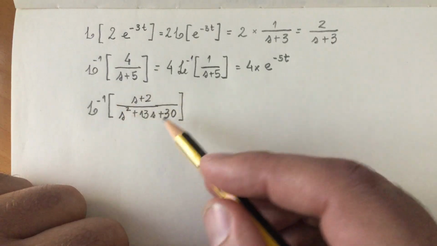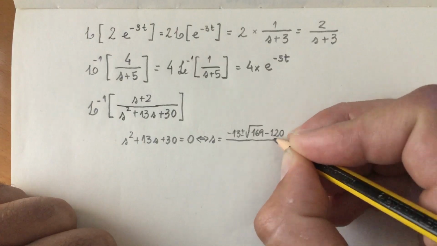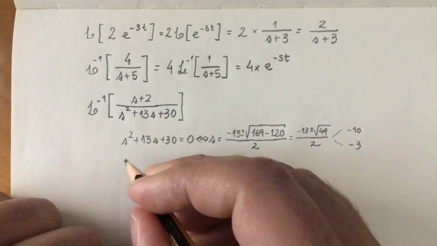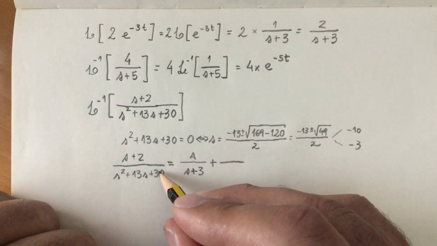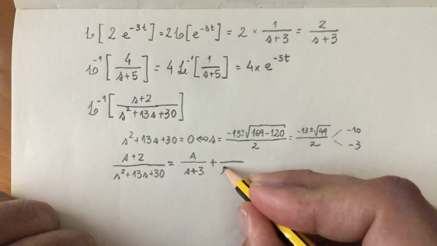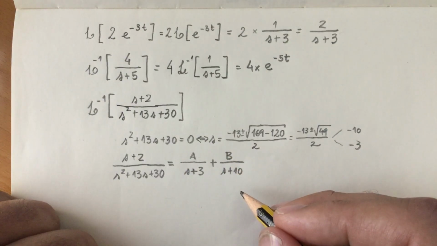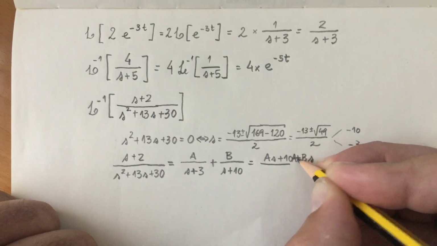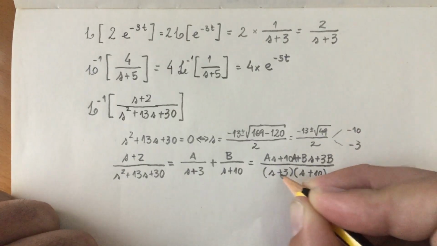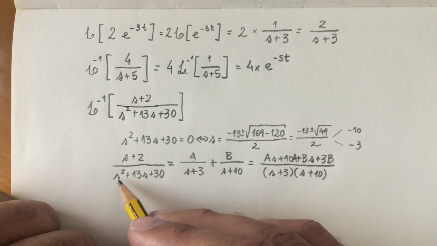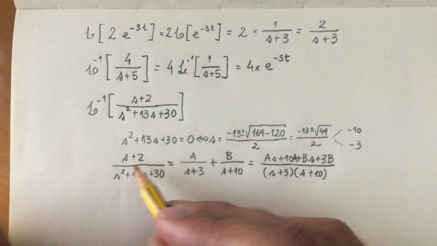We can rewrite this fraction as follows. Since the roots of the polynomial in the denominator are minus 3 and minus 10, we can carry out a partial fraction expansion. Of course, the product of these two polynomials will be this polynomial here, and this numerator here has to be equal to this.